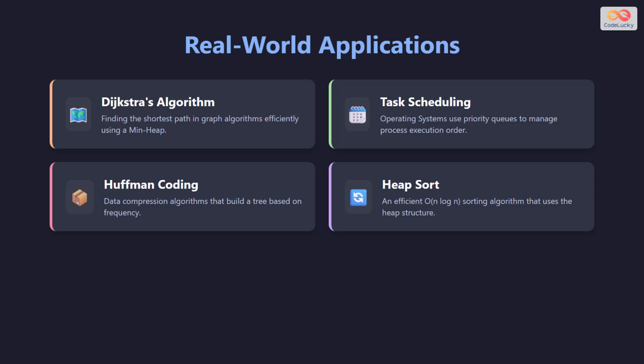Heaps are used everywhere. They power Dijkstra's algorithm for finding shortest paths in maps. They handle task scheduling in your operating system to decide which program runs next. They are also used in Huffman coding for file compression and, of course, the heap sort algorithm.